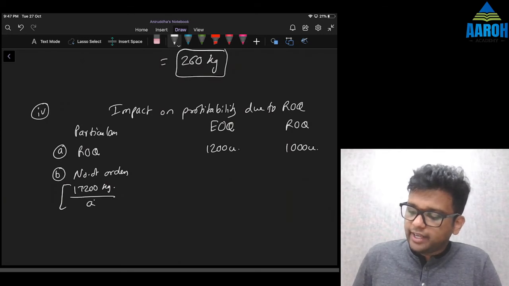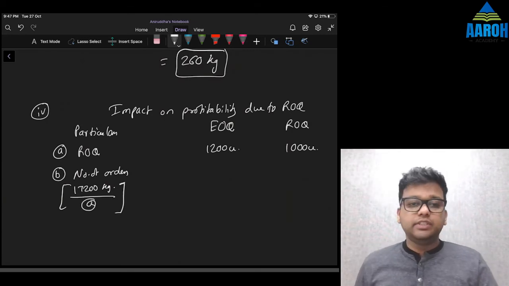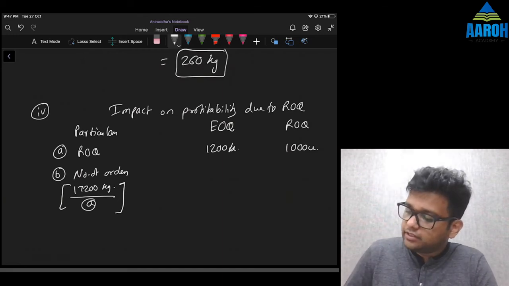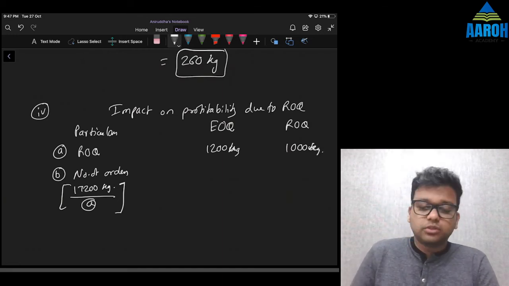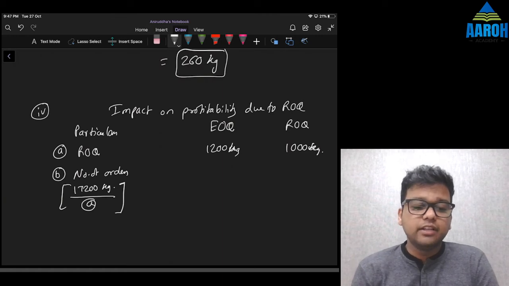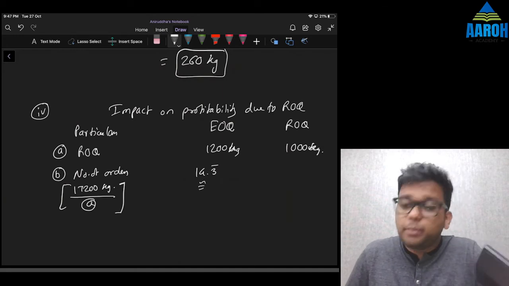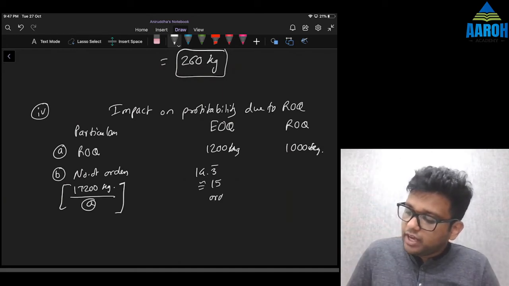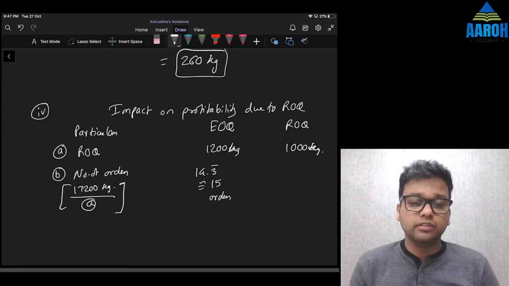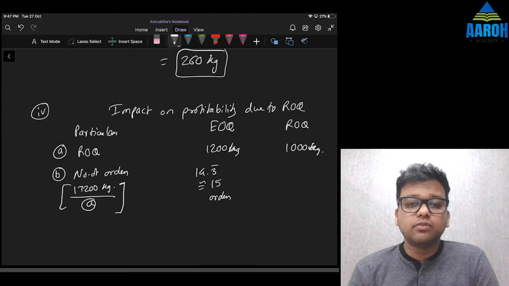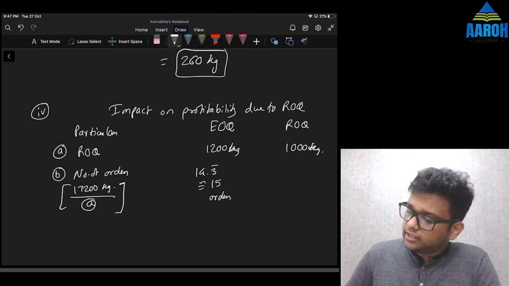divided by EOQ, which is 1200 kgs. So 17,200 divided by 1200, that gives us 14.3333 orders. 14.3 recurring, which must be rounded up to 15 orders, right? We have to round it up because we cannot round it down. And 17200 divided by 1000 is what? 17.2. That is 18 orders.